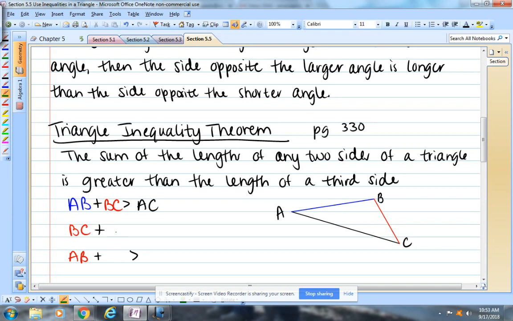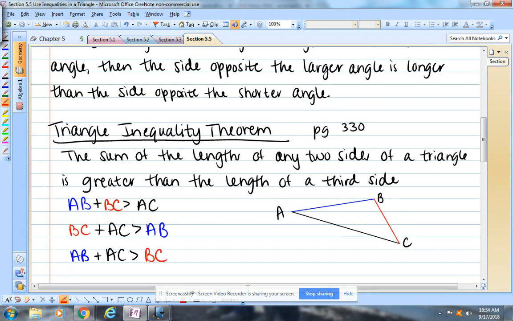My black and my green look so much alike on my screen, it's not even funny. AB plus BC plus AC needs to be greater than AB, which is blue. And then AB plus AC, which is black, needs to be greater than BC.